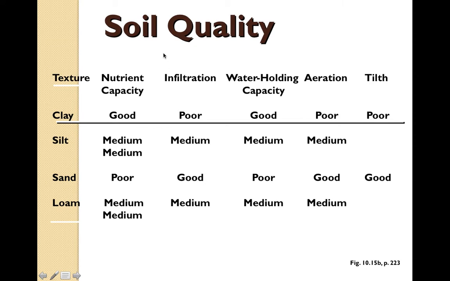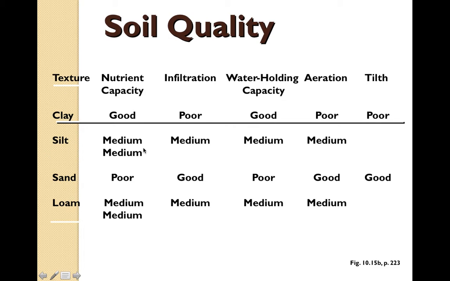We also have soil quality. This is just showing you various soil components. First of all, clay has a very good nutrient capacity. It has a poor infiltration ability because there's very little pore space in between the particle to particle. Has a very good water holding capacity. The aeration's pretty good, and tilth is poor.